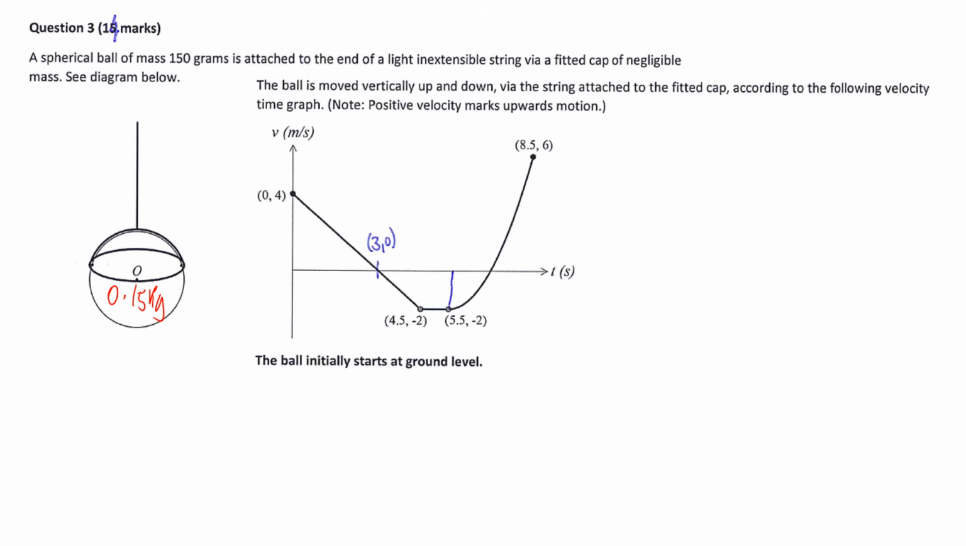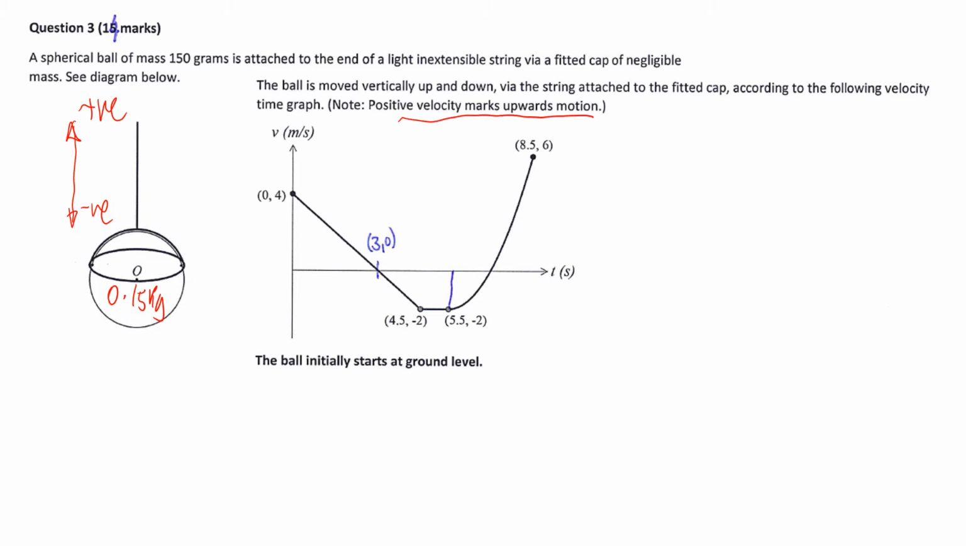Okay, it's attached at the end of a light, inextensible string, via a fitted cap of negligible mass. So that's the situation. In this situation, it's traveling up and down, not left and right. There's no swinging involved. It's just pure up and down. And we're told that upwards is positive and downwards motion is negative. We're told that further on in the question over here: positive velocity marks upwards motion.